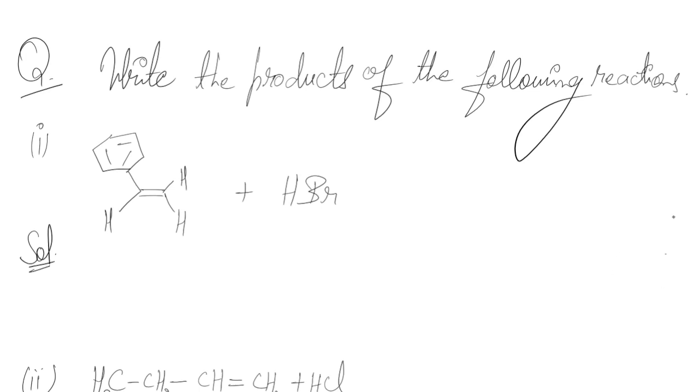Write the products of the following reactions. The reactions that you can see here are the olefins with the hydrogen halides. This question is from haloalkanes and haloarenes, the reactions of alkenes with hydrogen halides.